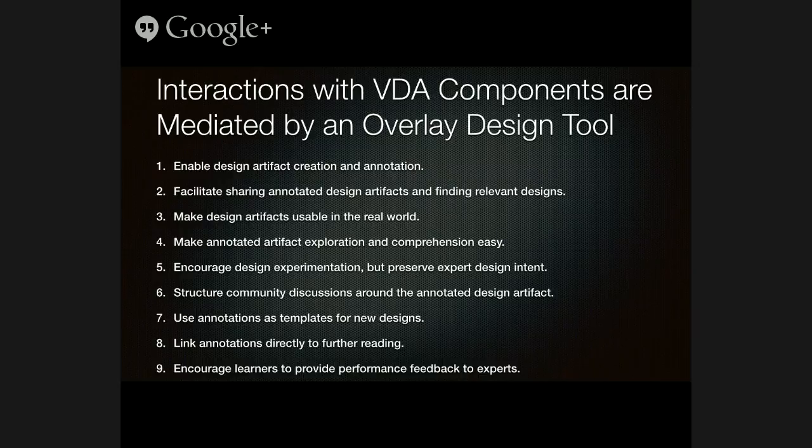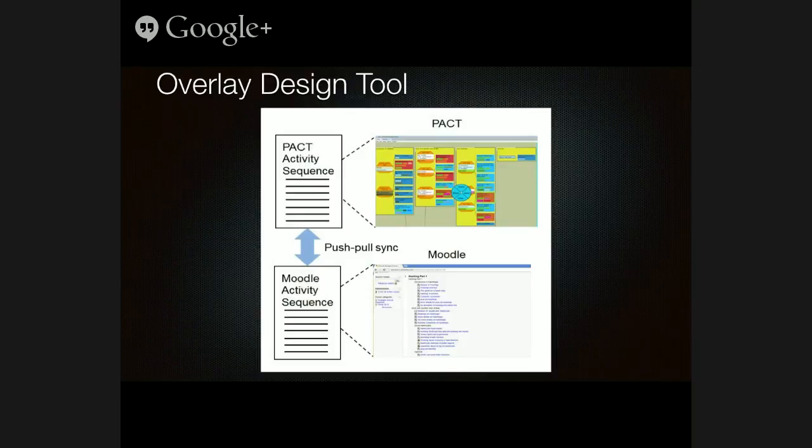It enables artifact creation and annotation, facilitates sharing, makes them usable in the real world, makes exploration and comprehension easy, encourages experimentation, structures the community, and helps you use good designs as templates for new designs, that sort of thing. And so we ended up with this thing called PACT, which is this little guy up here, which is all about being a curriculum authoring toolkit.